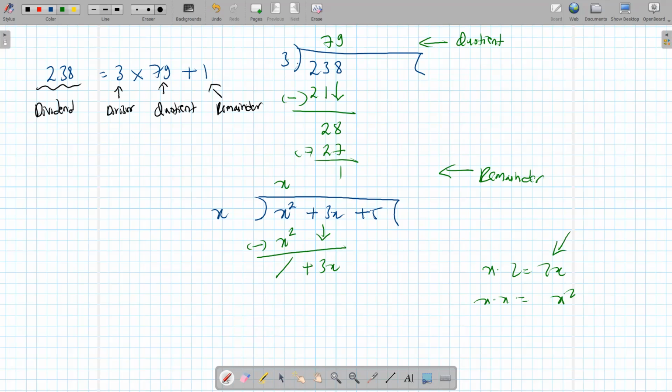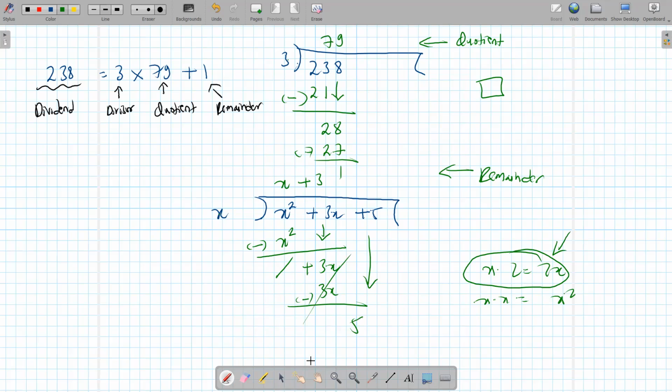Look at this if you want a hint. This is what you're trying to say earlier. There's 3x, exactly. So it's a plus 3, you put a plus 3 there, right? So x times 3 is 3x. You subtract this, and then you get the last guy, 5.